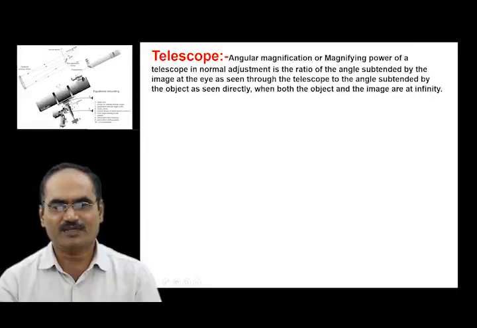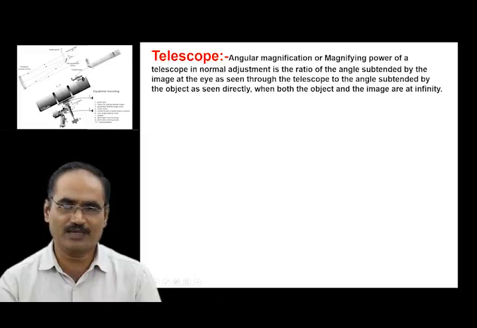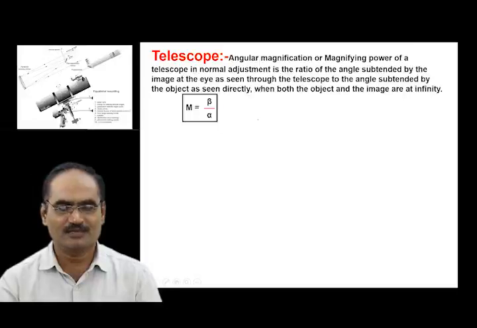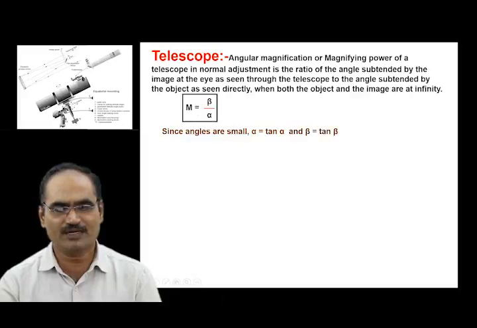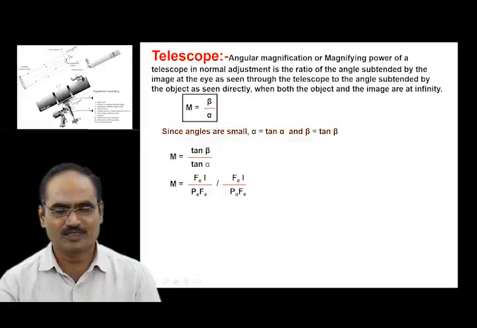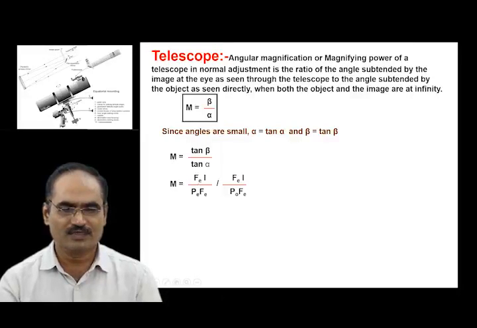So the magnification here is also the same thing, only that it is at infinity, right? The angular magnification in the case of a telescope is the ratio of the angle subtended by the image at the eye to the angle subtended by the object at the eye, when both are at infinity here, right? So therefore magnification m can be written as beta by alpha, and instead of beta by alpha we will go for tan beta by tan alpha. That's what here magnification is equal to tan beta by tan alpha.